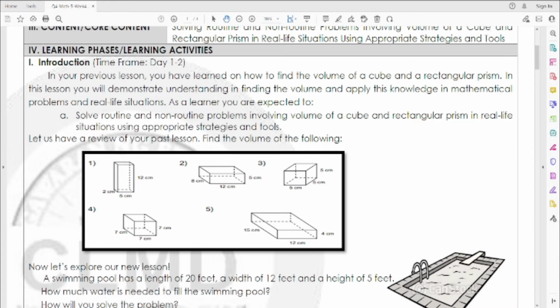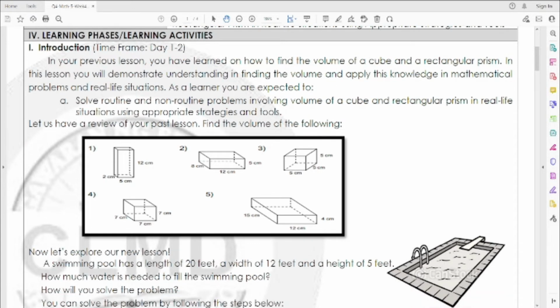Then for number 3, that is a cube with 5 cm sides. Then number 4 is also a cube with 7 cm. Then number 5 is a rectangular prism with 15 cm length, 12 cm width, and 4 cm height. You will find the volume of the following prisms.